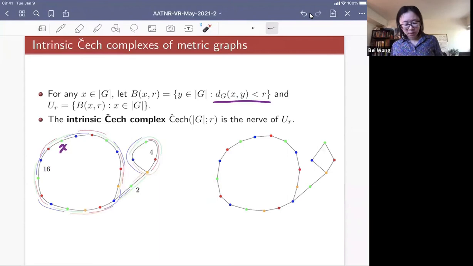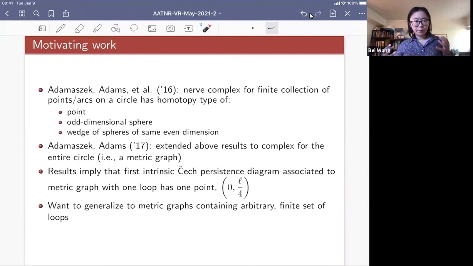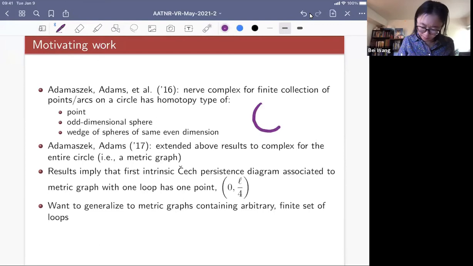So to list our main results, there are already several pieces of motivating work. Of course, this is not a complete literature review, I'm just giving you a few examples. Back in 2016, Henry and co-authors looked at the nerve complex for a finite collection of points on a circle and tried to study the homotopy types. I believe Henry actually talked about this in one of the early seminars in this series.